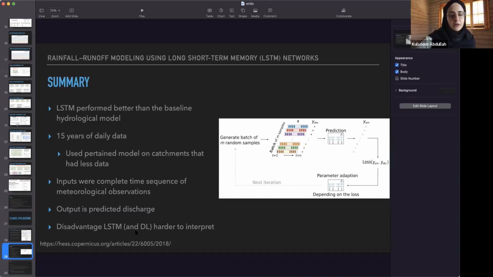And then they said a disadvantage of using LSTM and deep learning in general, in addition to needing a lot of data, is that they're harder to interpret than traditional machine learning models.